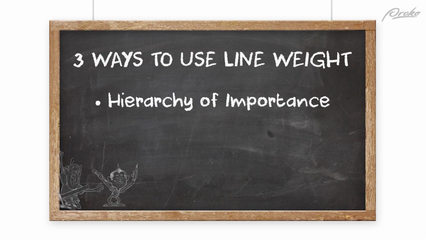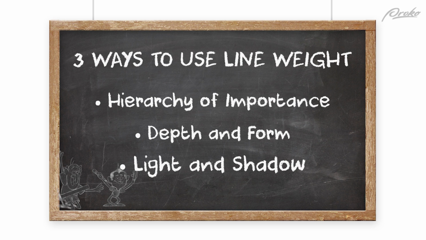For the next few lessons, we're going to focus primarily on those compositional things I just talked about. But line weight can also be used to show depth and suggest light and shadow. So I want to at least introduce you to these to give you the whole picture. Later in the perspective and shading portions of the course, we'll go into more detail.